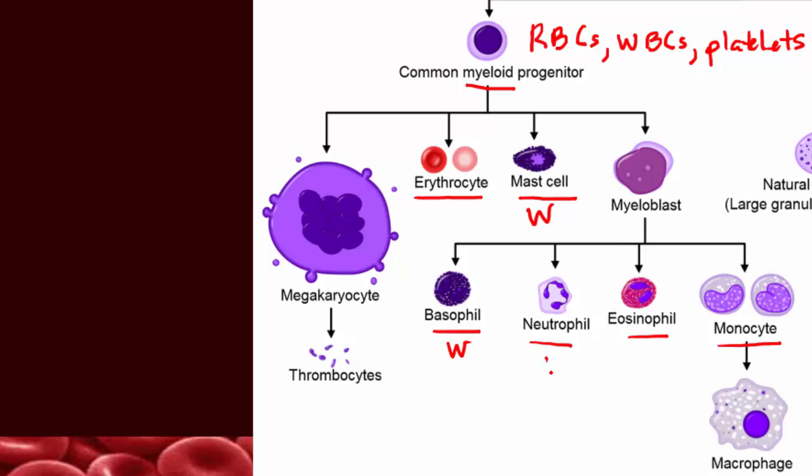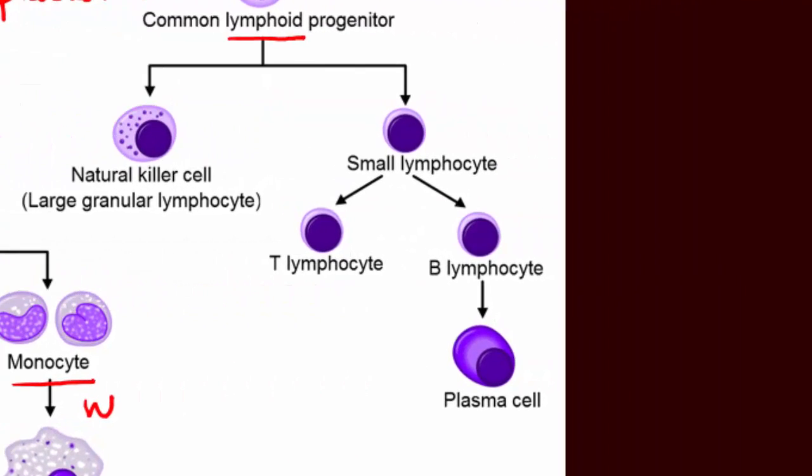So I'm going to put a W here indicating that these are all white blood cells. And I'll put an R here indicating that that's our red cell. Also from the myeloid line, we're going to get thrombocytes, and I'm going to put a P here because those are our platelets. If we look over on the lymphoid cell line, we can see these are all going to be white blood cells. As I mentioned earlier, all white blood cells.